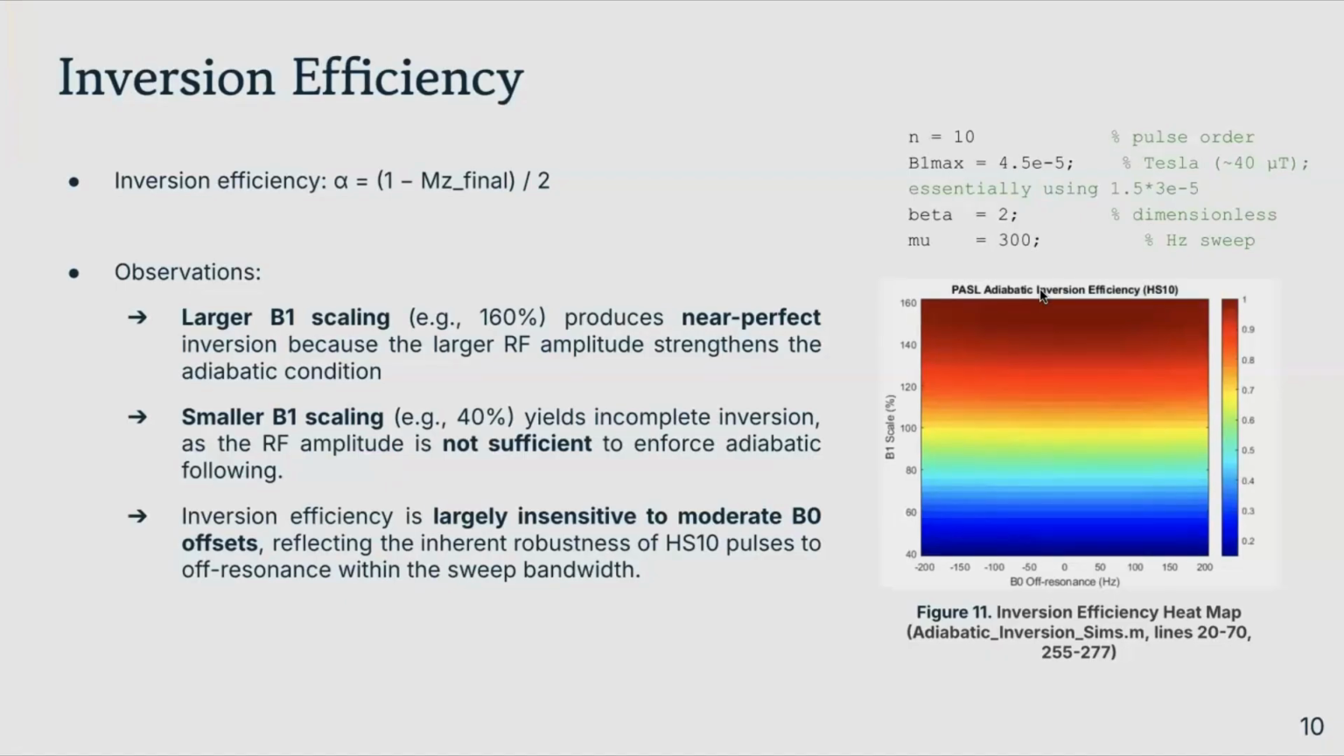For the heat map in Figure 11, we can see that larger B1 scaling produces near perfect inversion with high efficiency because it fulfills the adiabatic condition better. And then for smaller B1 scaling, the opposite is true because the adiabatic condition isn't met. Lastly, we see that the color remains constant in the B0 direction, meaning that inversion is largely insensitive to moderate B0 offsets. And this also tells us that HS10 specifically is robust to off resonance within the sweep bandwidth.